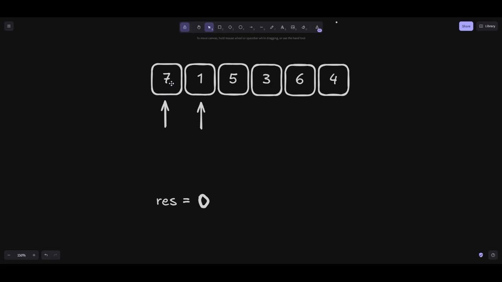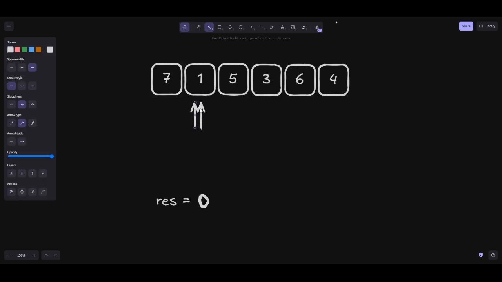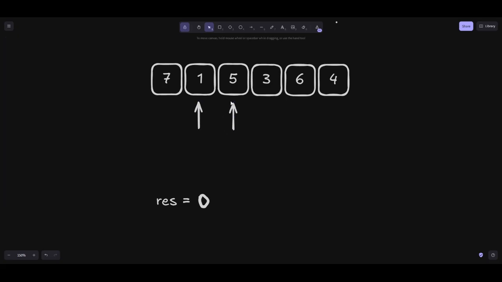So we start with 7 and 1, and we're going to calculate the profit. Our profit is actually going to be -6 because we bought at 7 and sold at 1. But we're not going to replace the result with -6 because that's not larger than 0. Since this value is smaller than our buy value, the buy pointer is going to become the sell pointer. It goes to that position, and the sell pointer gets incremented at every iteration.